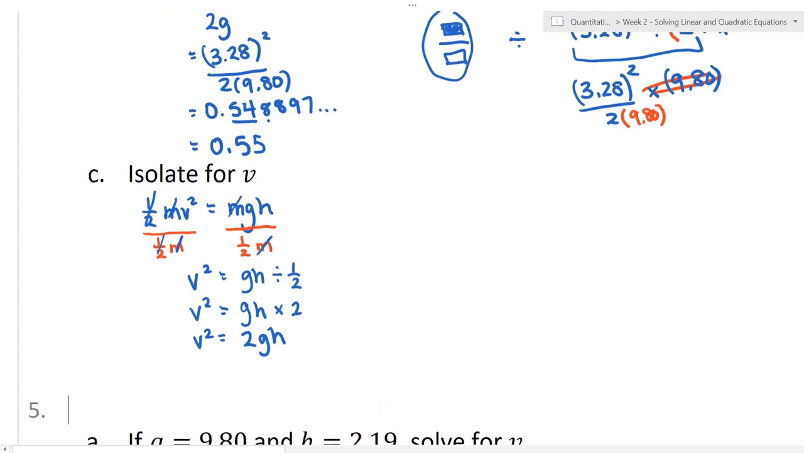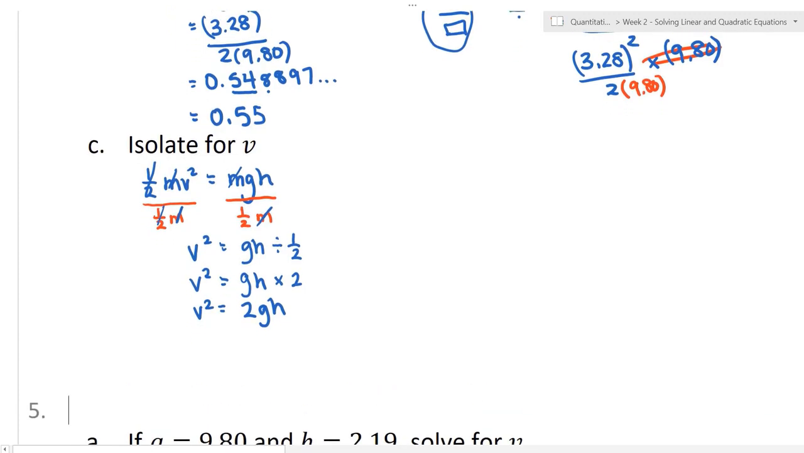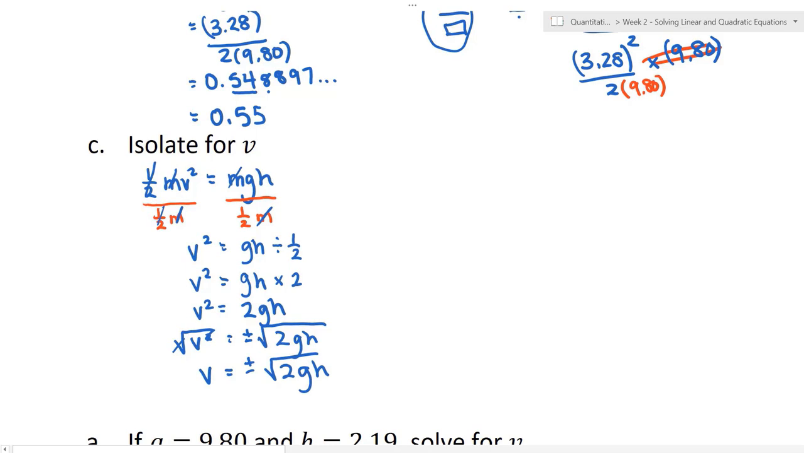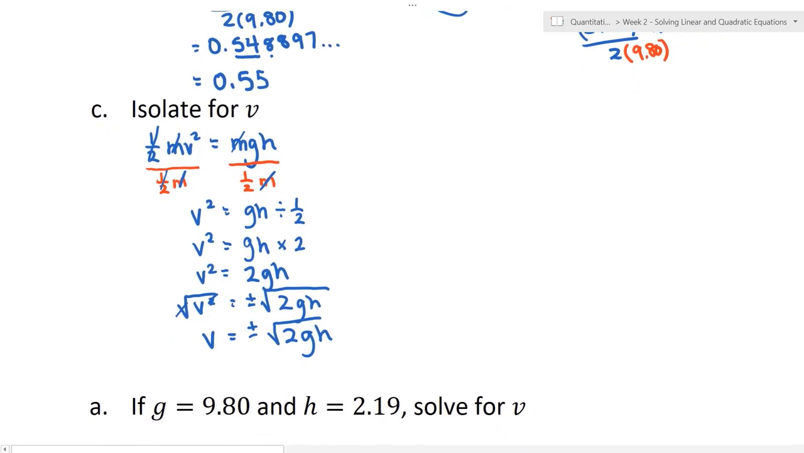The opposite of squaring something is square rooting it. But remember not to forget the plus or minus that goes in front. So I'm going to write square root of v squared equals plus or minus the square root of 2gh. So my squared and my square root will cancel out. I'll be left with v is equal to plus or minus the square root of 2gh. And that's it. Okay, so that's C.